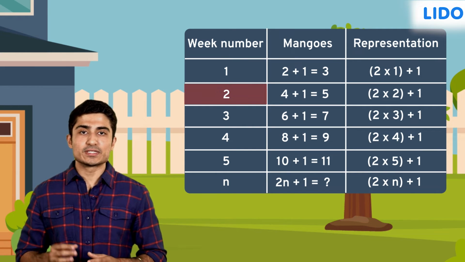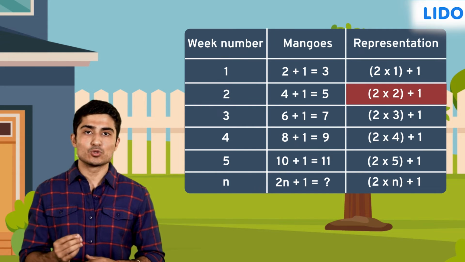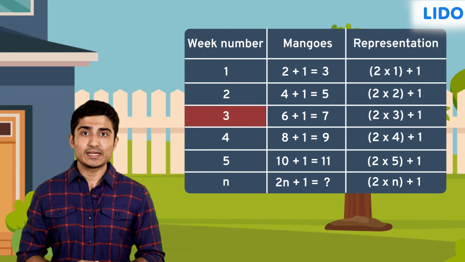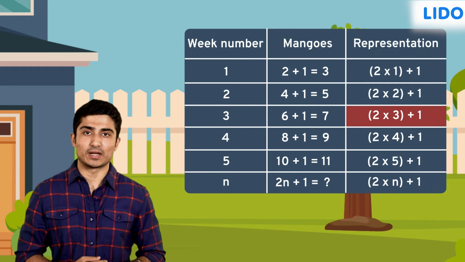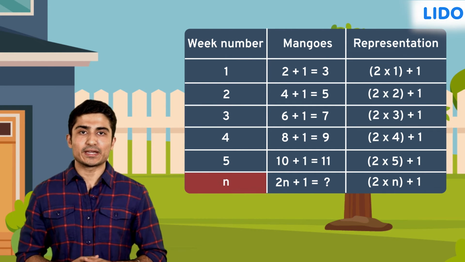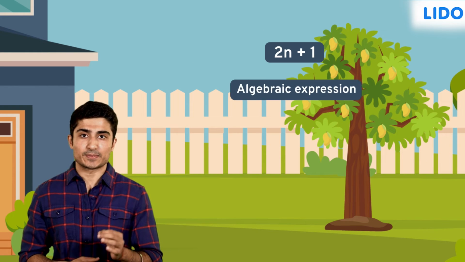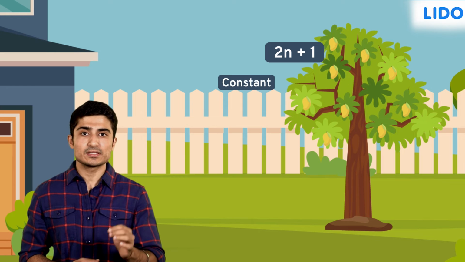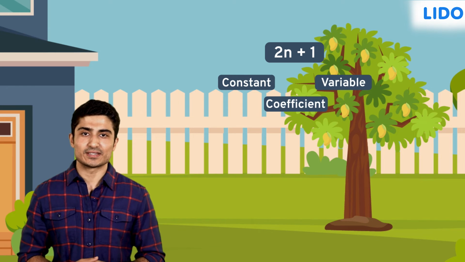The number of mangoes in the second week will be 2 times 2 plus 1. In the third week, it will be 2 times 3 plus 1. Similarly, in the nth week, it will be 2 times n plus 1. Here, 2n plus 1 is an algebraic expression which comprises a constant, a variable, and a coefficient.